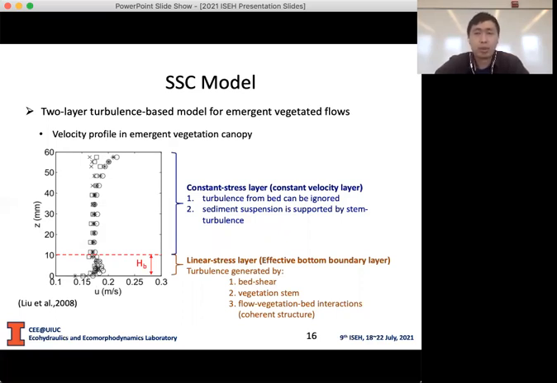Then below HB, we call this region the linear stress layer or effective bottom boundary layer. Within this region, the turbulence stress is assumed linear, just like the typical open channel flows, with a linear stress in the whole water column. However, we should not only consider the bed shear turbulence, but also turbulence generated by the vegetation and the flow coherent structures caused by the nonlinear flow-vegetation-bed interactions. So the near-bed velocity bulge shown in the figure here is one of the features caused by the flow coherent structures, which entrains fast-moving fluids with high momentum from the surrounding region into the wakes.